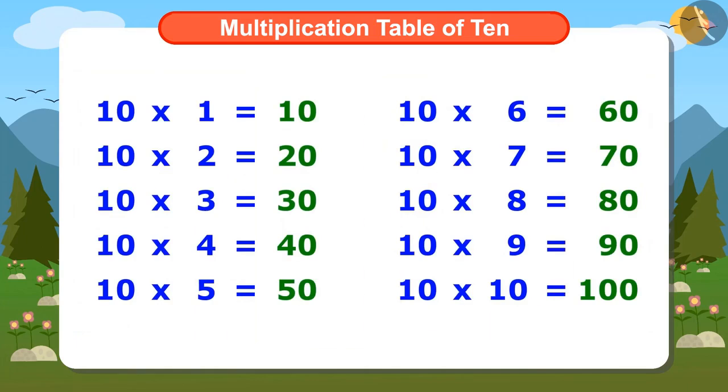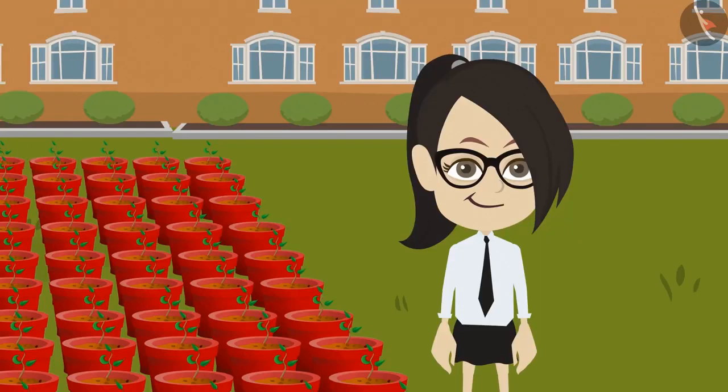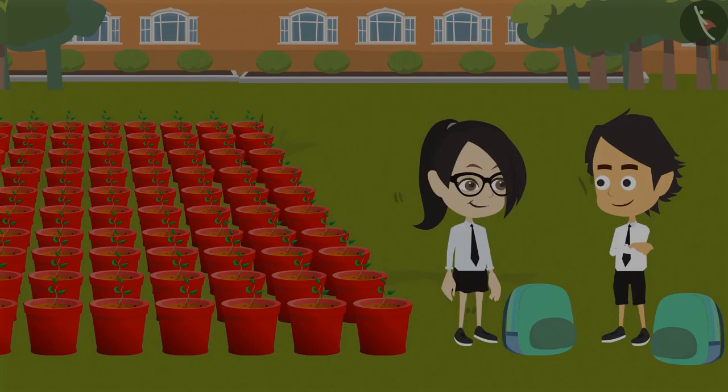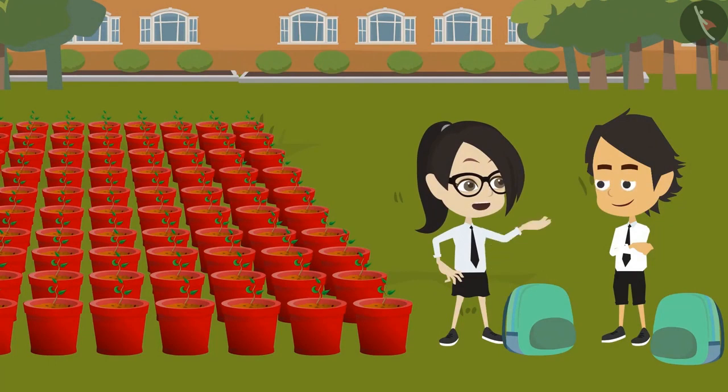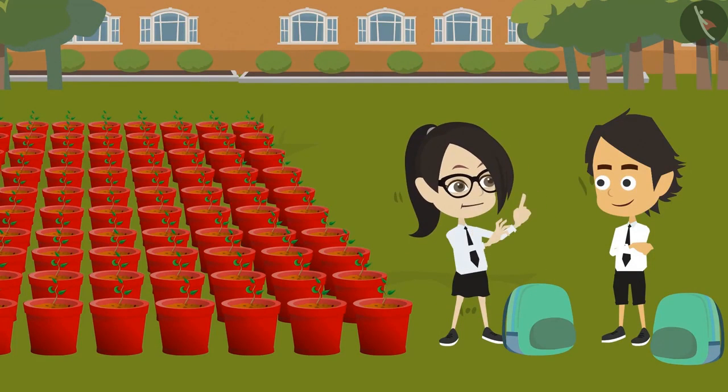Ayushman had written down the entire multiplication table of 10. Have you written the same thing? Vandana knows another easy way to find the multiplication table of 10. She is telling Ayushman about it. Ayushman, I know another way to find the multiplication table of 10.